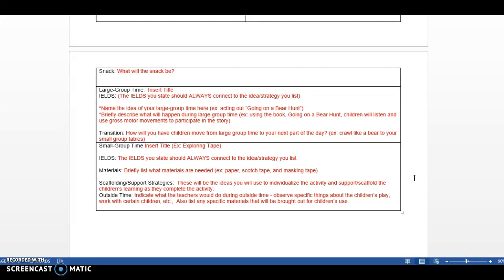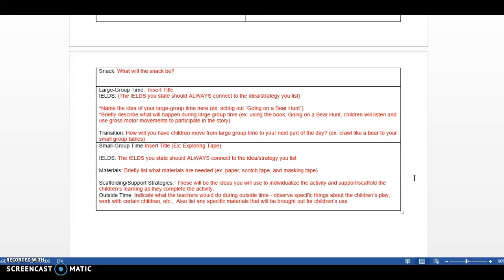Within that large group activity, I don't want your large group activity to be sitting down and reading a book. It needs to be an active activity. The children need to be doing something. I don't want them just sitting there listening to you read a story. So whether you're singing a song, playing musical instruments, playing a game, doing a music and movement activity, that's what it should look like.